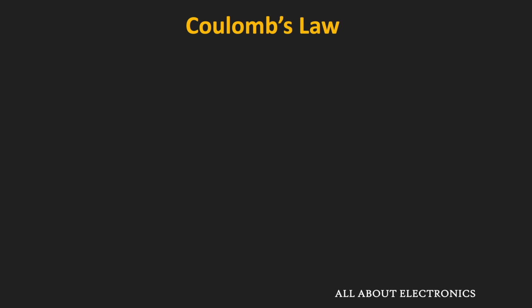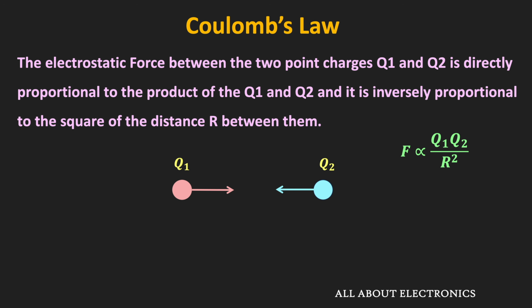As per Coulomb's law, if we have two stationary charges Q1 and Q2, then the electrostatic force between them is directly proportional to the product of Q1 and Q2 and inversely proportional to the square of the distance between the two charges. So we can say that F is proportional to Q1 times Q2 divided by R squared. Further it can be written as K times Q1 times Q2 divided by R squared, where K is the proportionality constant.